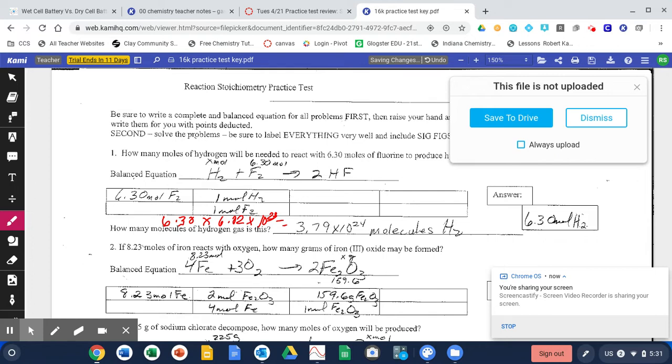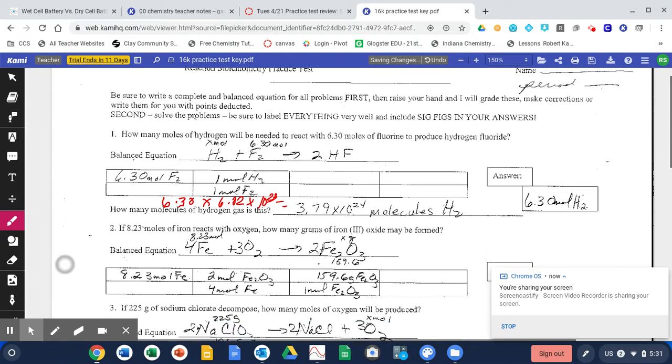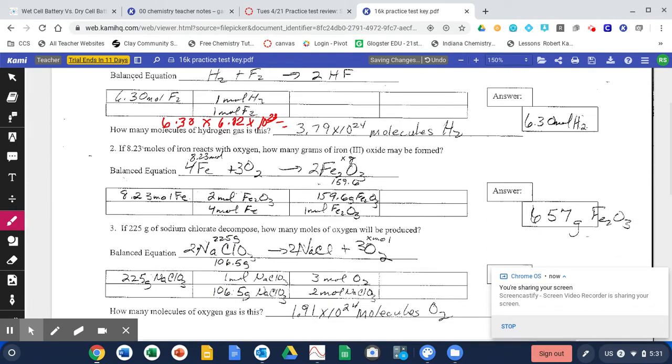And so the second question, this one goes to a mole-gram problem. So you're given 8.23 moles of iron, and you want to know how many moles of iron 3 oxide will be formed. So you start with the moles given, you use the mole ratio, then the molar mass. You have 3 sigs working in the problem, so you have 3 sigs at the end. Of course, 8.23 moles is quite a few, so you're going to get a relatively large answer with the mass.